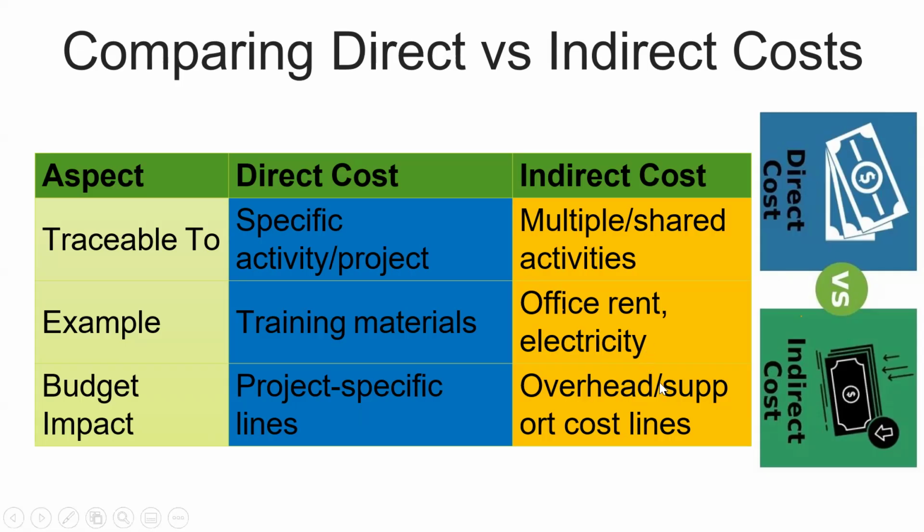But then indirect cost goes under overhead or support cost lines. So if you're writing a project, of course, there should be a budget line for overhead or support cost. It is from there that you're able to allocate money for indirect costs. Although you can still save a little amount of money from your workshop and activities to also cover overhead, because it may not be enough to handle all your indirect costs. Okay.